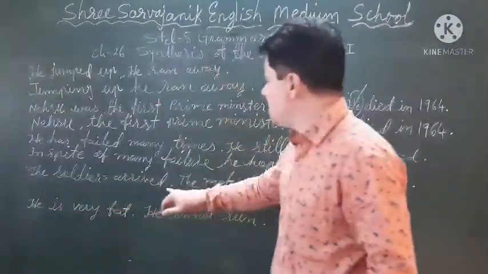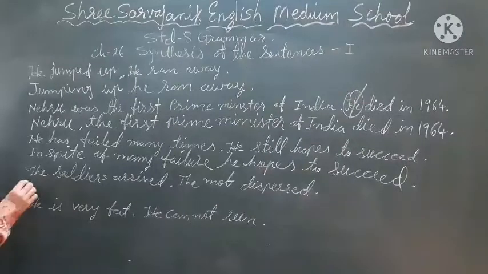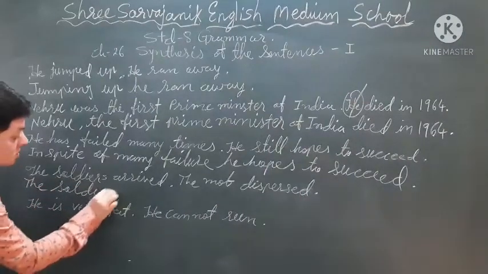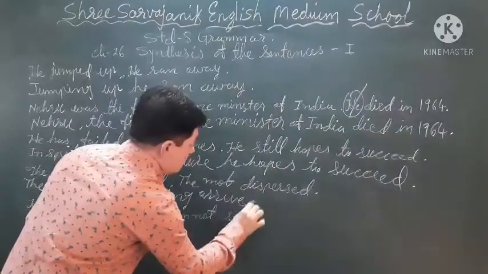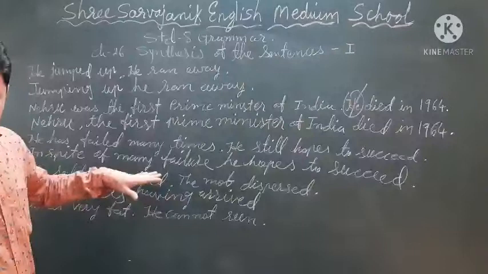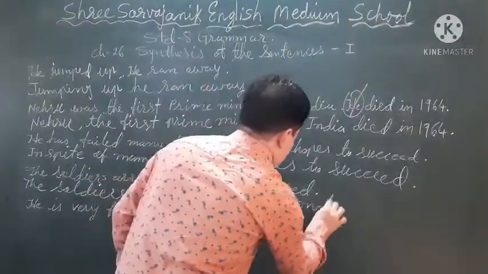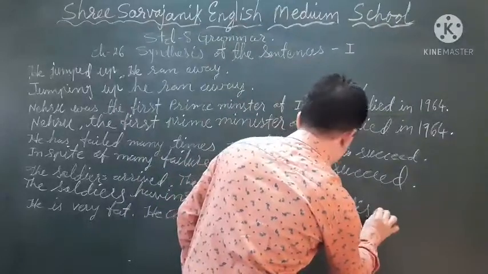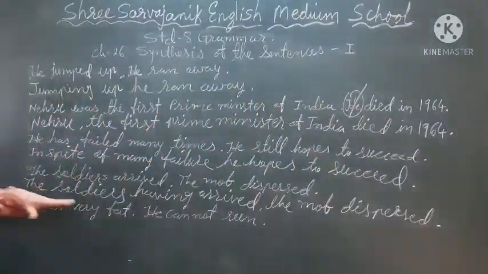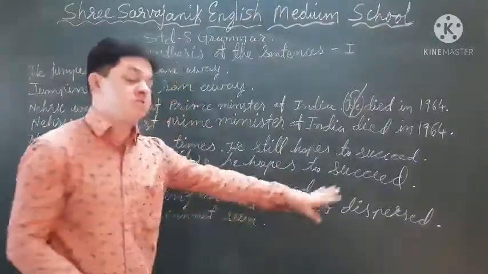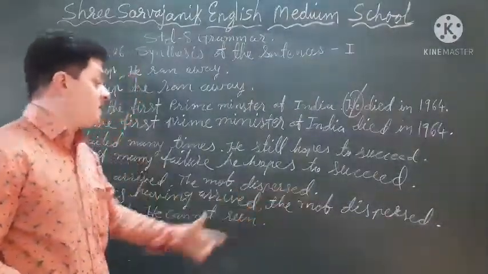Now next sentence, the soldiers arrived, the mob dispersed. Okay, dear students. So here, the soldiers having arrived. This is about the nominative absolute construction. The mob dispersed. So, the soldiers having arrived, the mob dispersed. So here is the use of having. Okay. This way, with the perfect participle, you can combine the sentences.